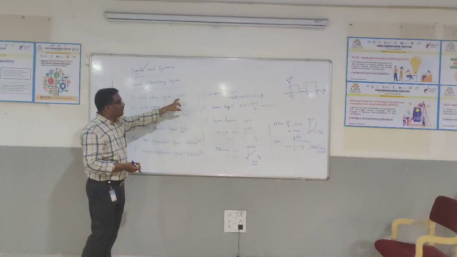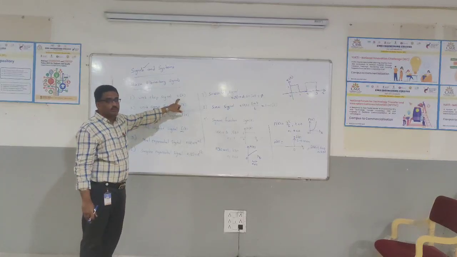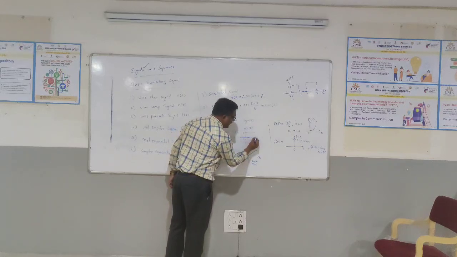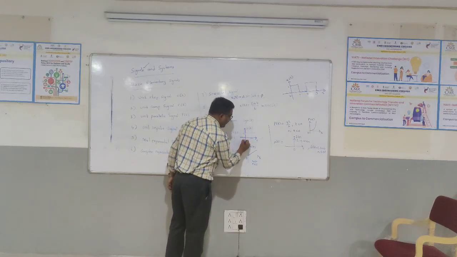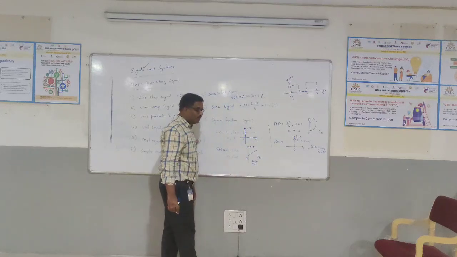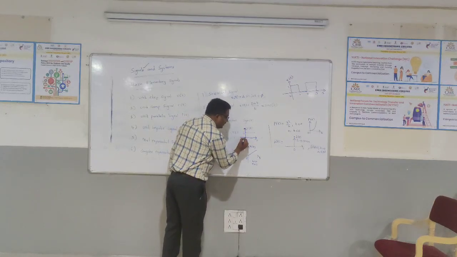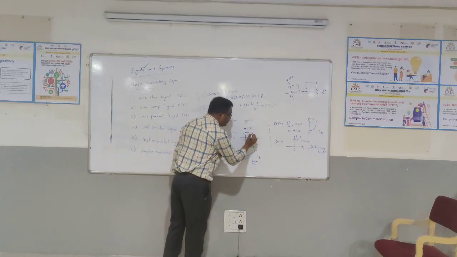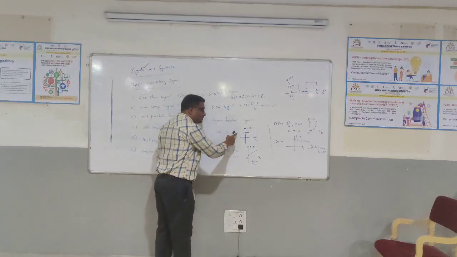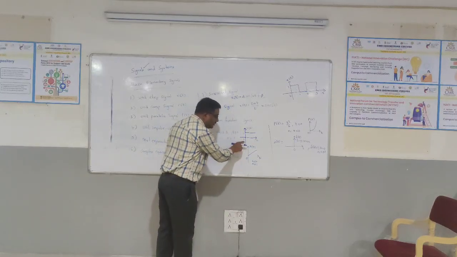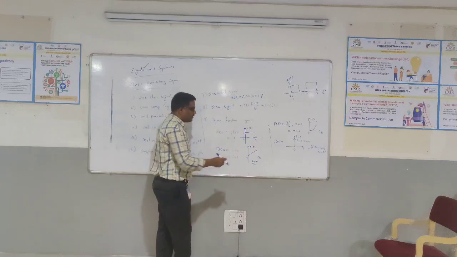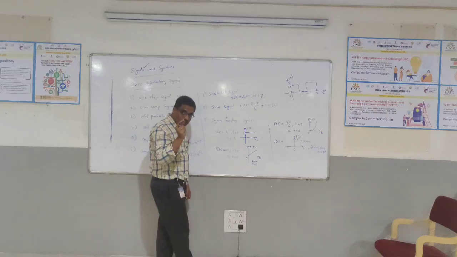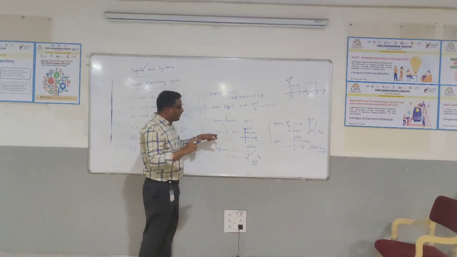How can we draw a U of t signal? The graph is like this. Suppose the x-axis is time and the y-axis is amplitude. This is called a coordinate system. The signal has amplitude 1 above 0. This is not 0, this is the initial point, the origin. From the origin onwards the signal has unit amplitude.